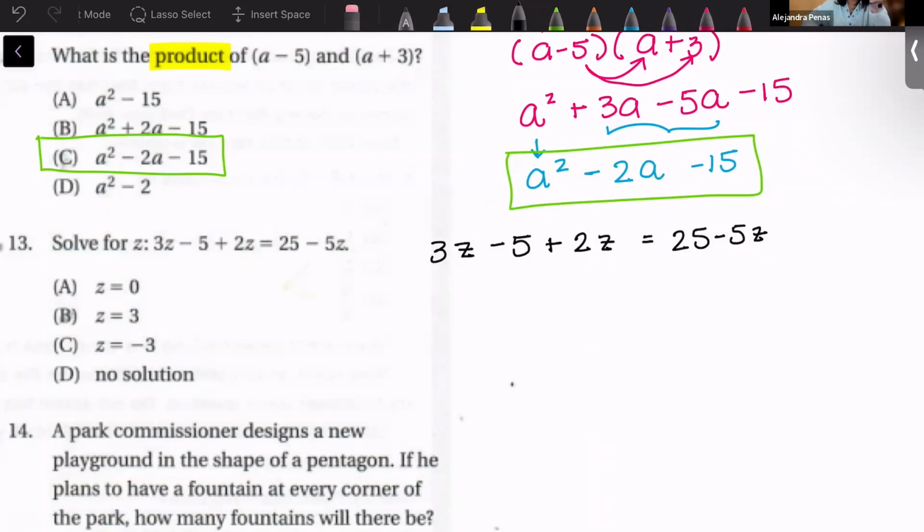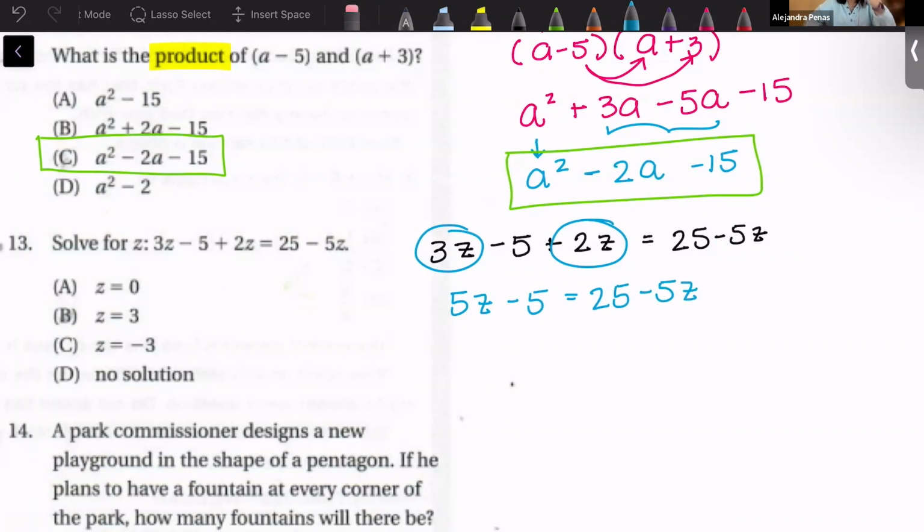Step number 2, combine like terms. Who can I combine in this problem? 3z plus 2z. Exactly. Now, why can't I combine this one? It also has z, because it's not on the same side of the equal sign. We'll get to that 5z in a second. But the second step is to combine like terms. So 3z plus 2z would be 5z, and nobody else was touched. So everybody else stays exactly the same. All right, so step number 2 is done.